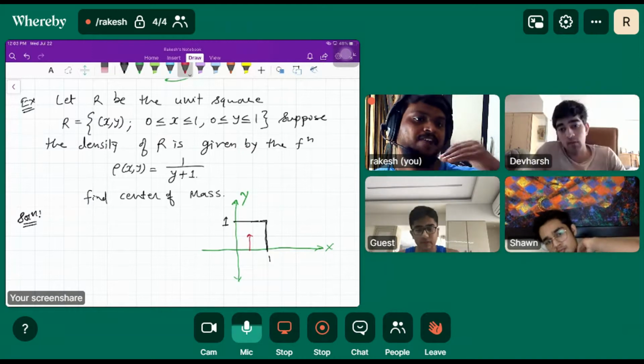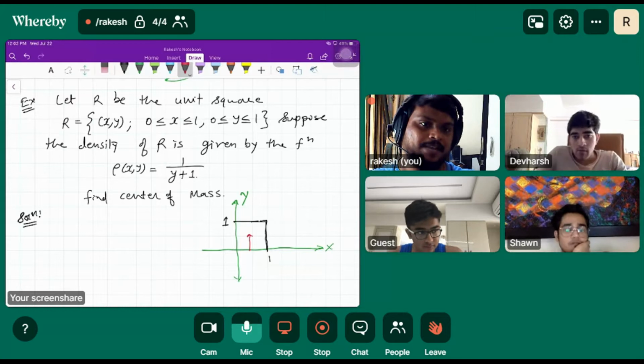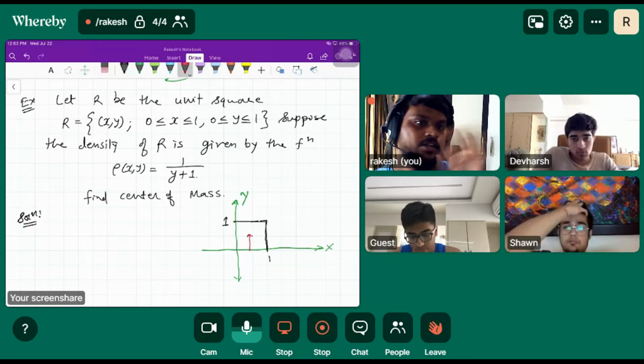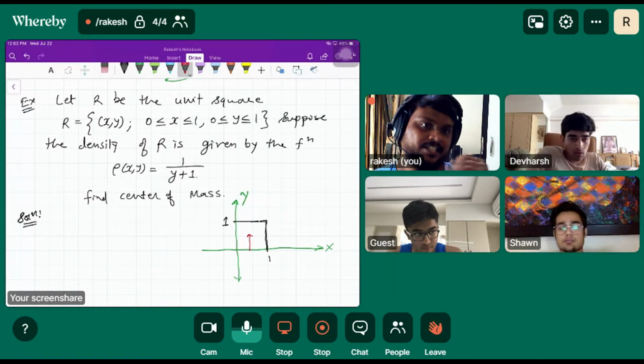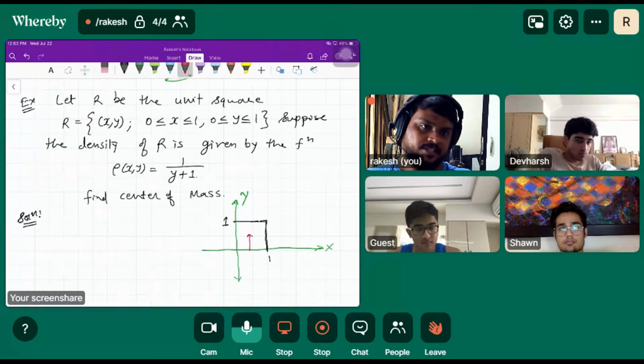So the y value is not half. What we observe from this example is that the y coordinate of the center of mass is not half. It should be less than half, right? That is my observation. I'm just explaining the observation of this question. We'll solve it algebraically after this.